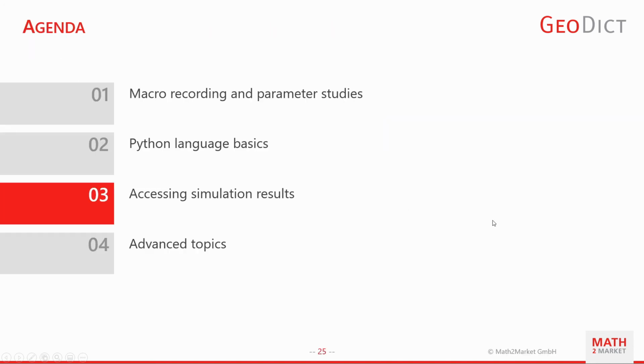So this is the end of part 2. We have seen some language basics such as 2 types of text output, and we have seen variables and string operations, and also we added a second variable to our macro. Finally, we did parameter studies with the different parameter combinations.